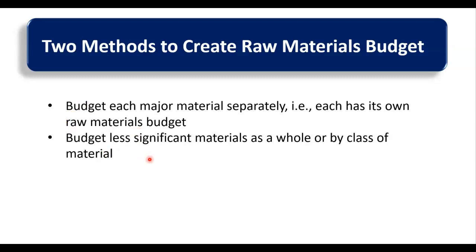For those items that are less significant, you either budget for them as a whole or you divide them into separate classes. So with the screws or the wheels, they may not be such a high dollar amount or such a significant part of the finished product. So we may divide those into separate classes, or we may budget for those as a whole. So let's look at how we do that.